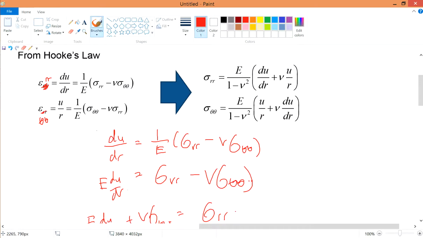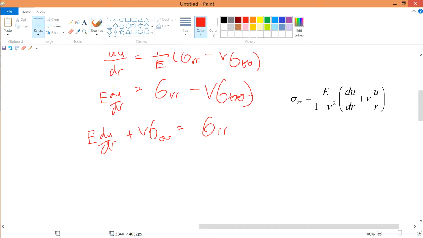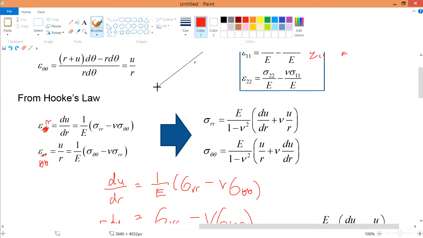Never mind, at the end of the day I didn't actually get the same answer, but at least this is a rearrangement, then you will get this one. We know that sigma theta theta, this thing over here, is our u over r. Sigma theta theta is equal to u over r.